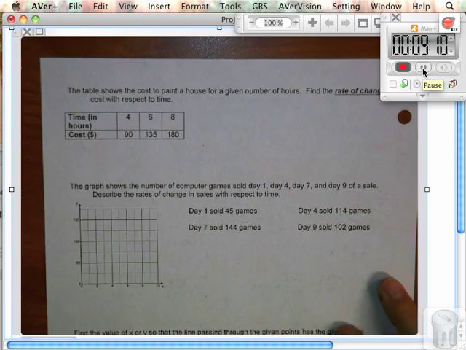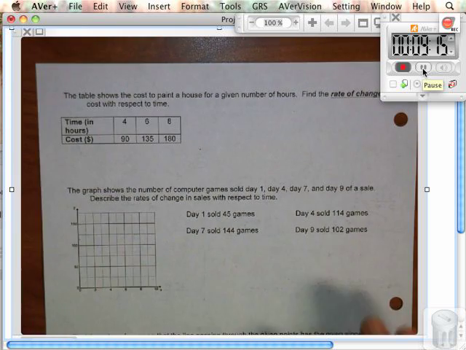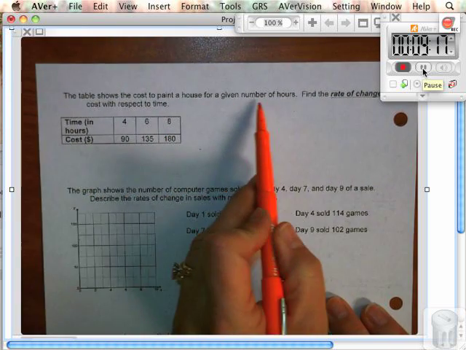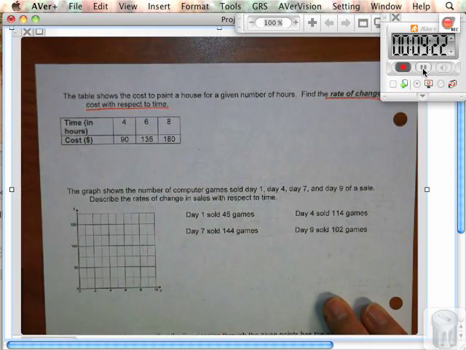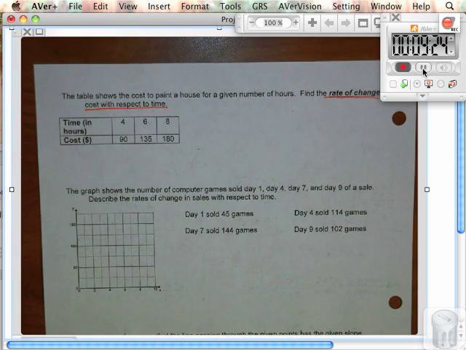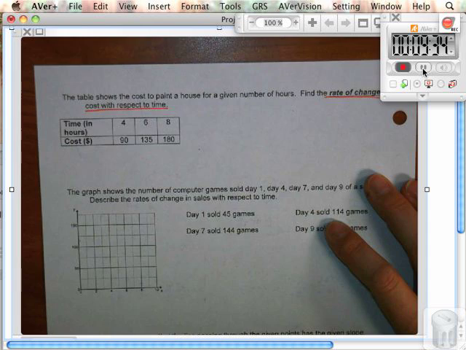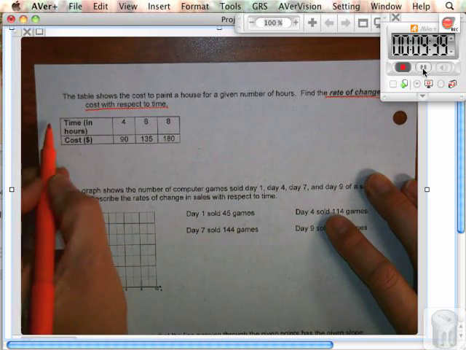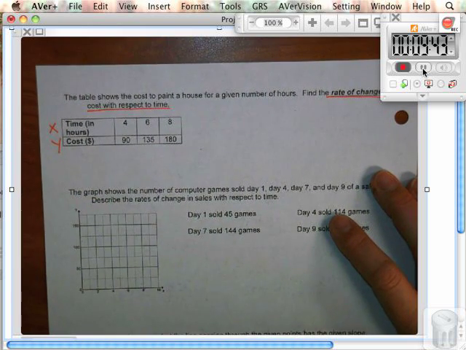Okay. Let's talk about this. Now, we've got to apply some of this stuff. The table shows the cost to paint a house for the given number of hours. Find the rate of change in cost with respect to time. What depends on what? Does the cost depend on the number of hours painted, or the other way around? Cost depends on the hours, right? So the time is X and the cost is Y. Y is the dependent. It depends on the X.